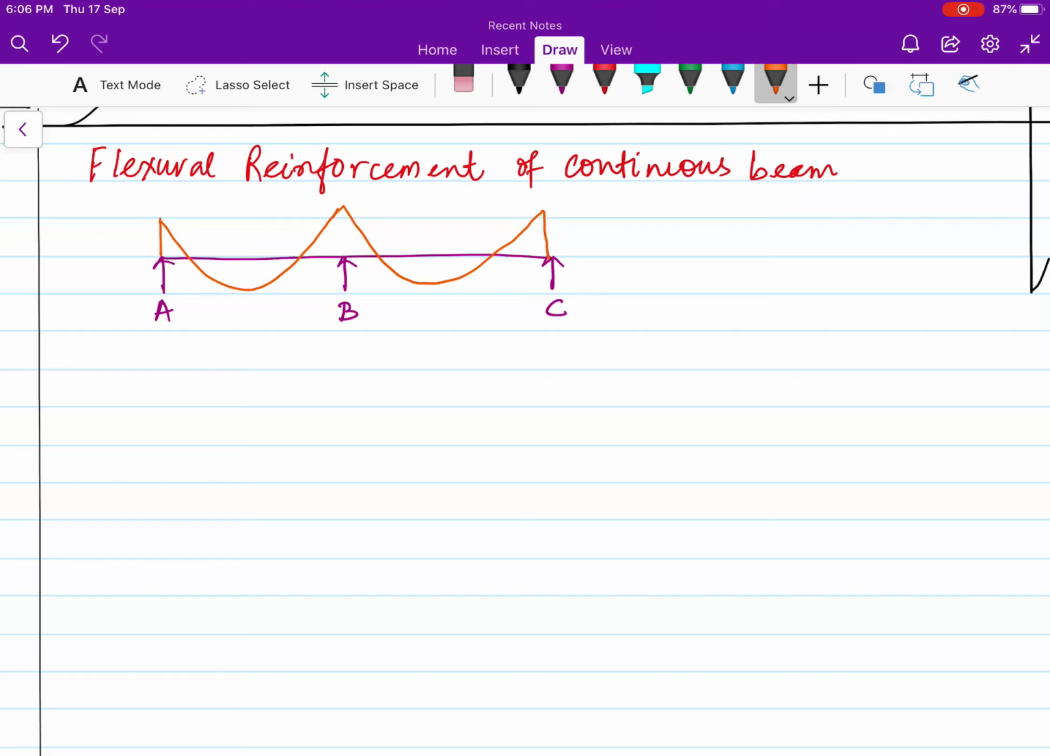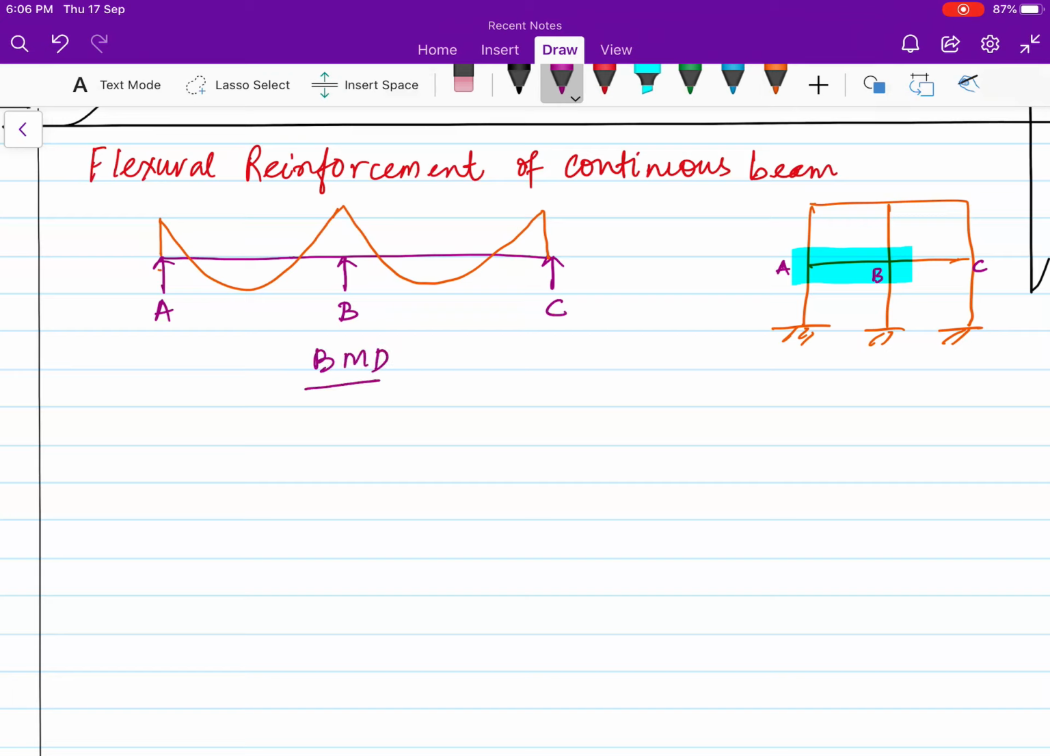So I'm taking, this is not simply supported. For example, if there is a frame, I have considered this part of the beam A, B, C. So your bending moment diagram will be something like that. Let me take some values of 369 kilonewton meter. So negative moment here, and here also 369 kilonewton meter, and here positive 369.